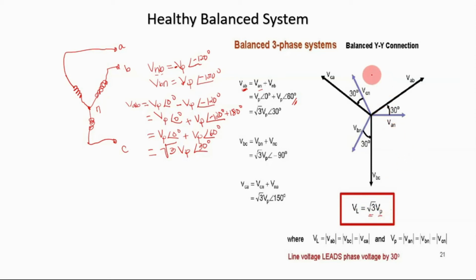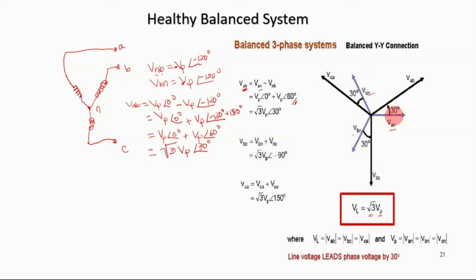So if you consider this representation, this is your V_AN, V_BN, V_CN, the phase voltage. So this is now your V line. You'll notice that it is represented here as much longer than the phase voltage. And you will notice that the line voltage leads the phase voltage by 30 degrees. So you have here 30 degrees, here 30 degrees, and 30 degrees.